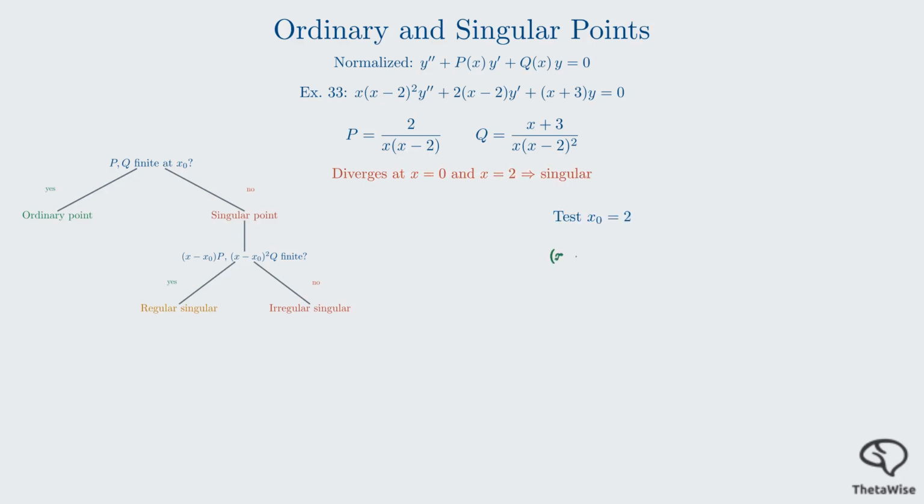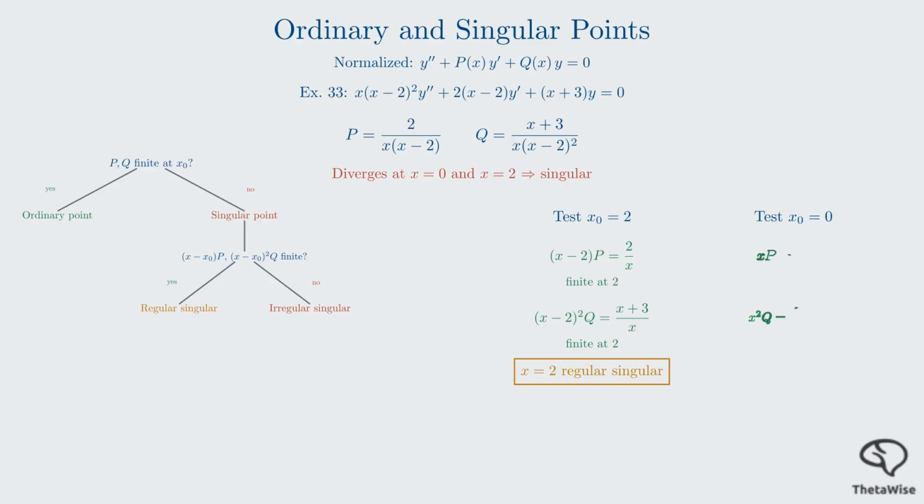At x equals 2, multiply p by x minus 2. The remaining expression is 2 divided by x, finite at 2. Multiply q by x minus 2 squared. The result is x plus 3 divided by x, also finite at 2. Therefore, x equals 2 is a regular singular point.